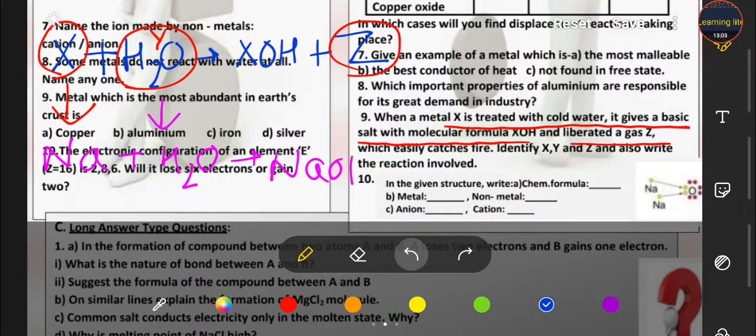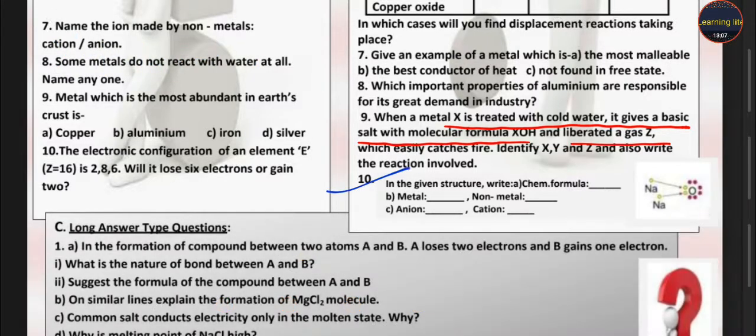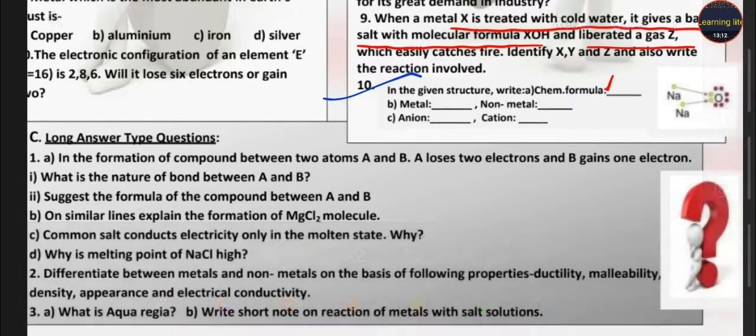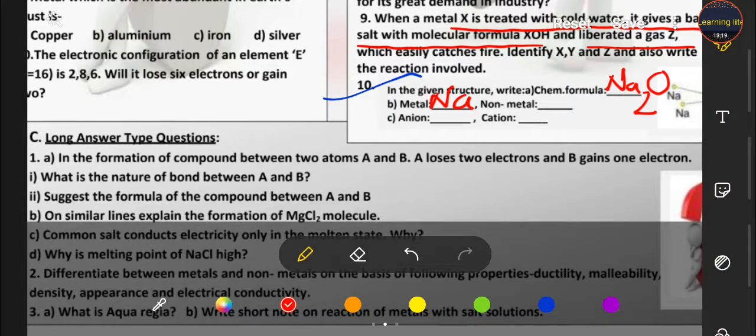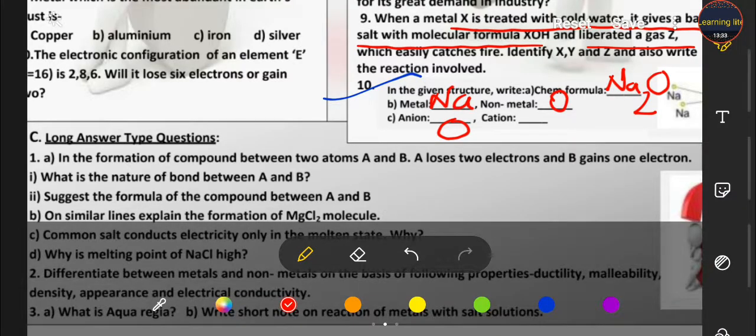10th question of the short answer questions. In the given structure, write the chemical formula. What is the chemical formula here? That is Na2O. Metal is Na. Non-metal is O. Anion and cation: anion is O and cation is Na.